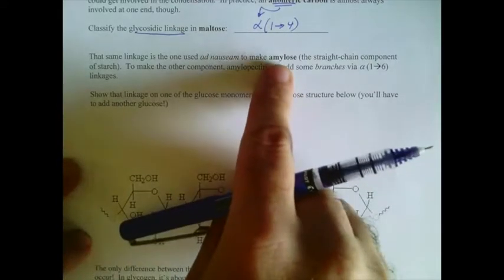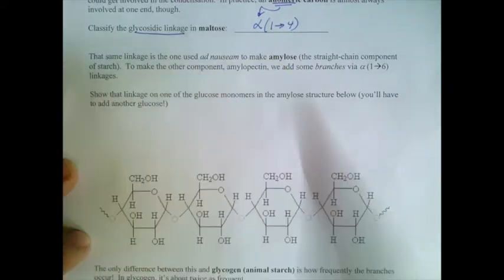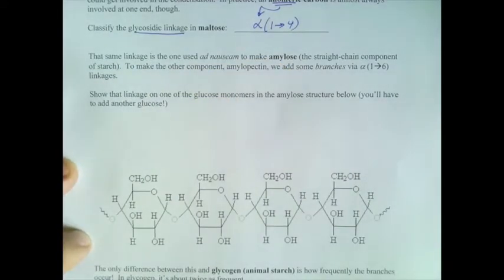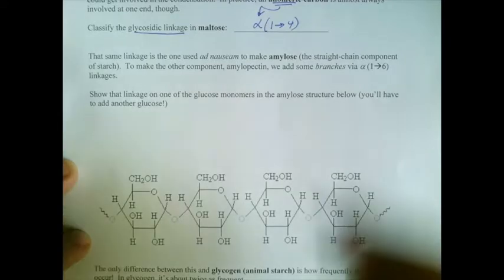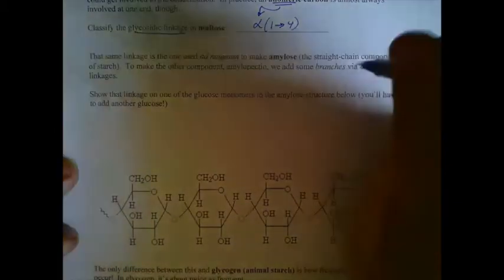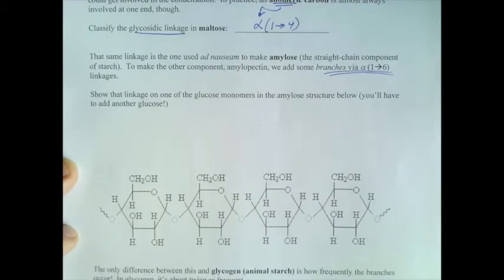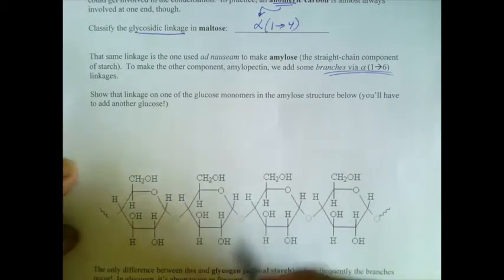amylose. This is one of the two major components of starch. The other one is called amylopectin. And the big difference between amylopectin and amylose is the presence of some branching. Whereas amylose is just this 1-to-4 linkage over and over again, we add branches by way of an alpha 1-to-6 linkage to make amylopectin.